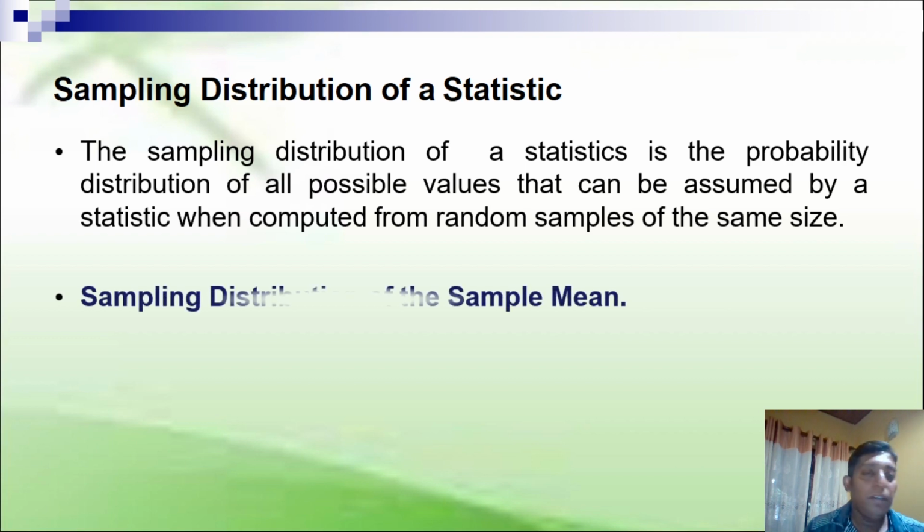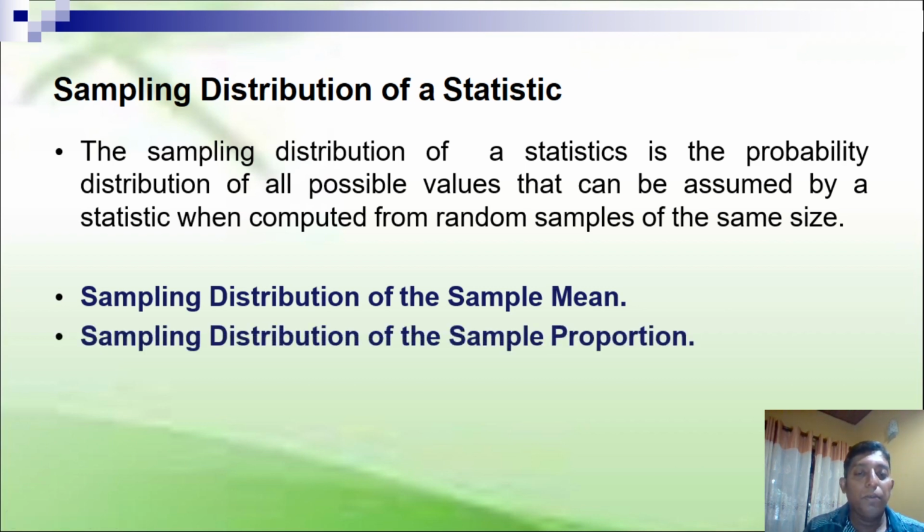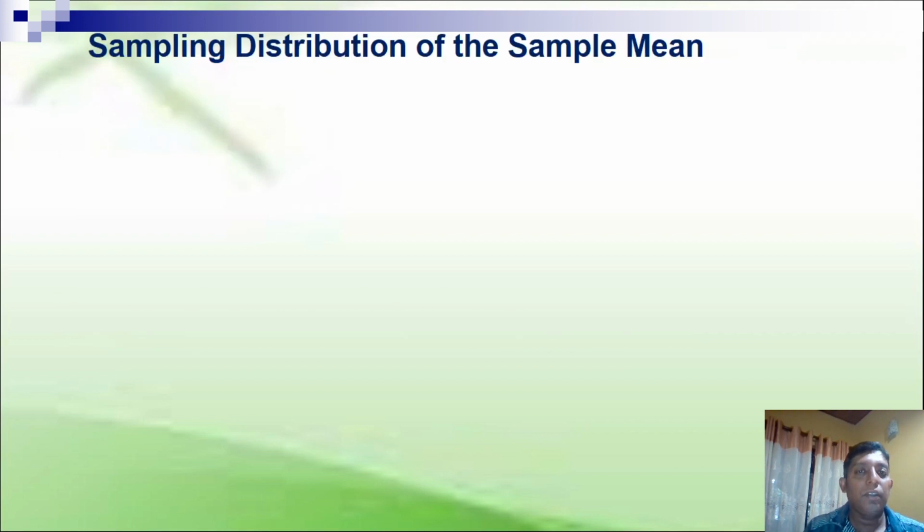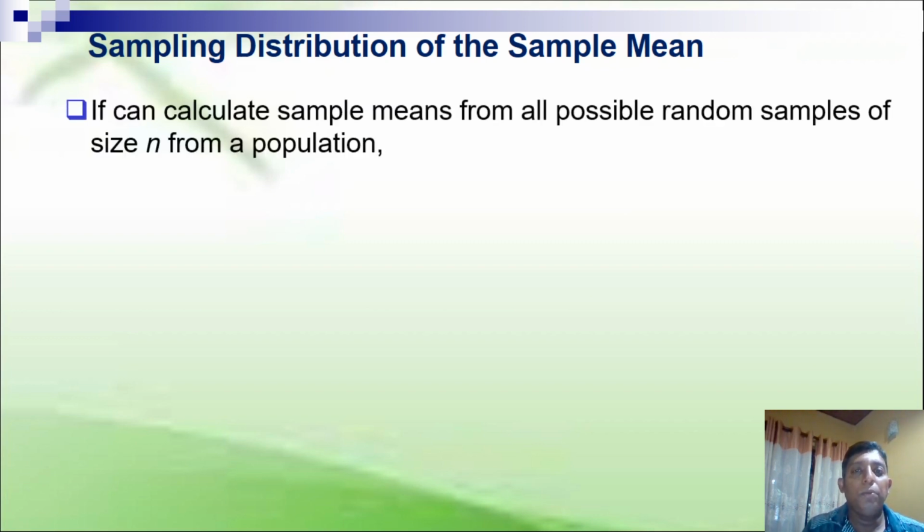Under this, we are going to discuss two things: the sampling distribution of the sample mean and the sampling distribution of the sample proportion. Now see the sampling distribution of the sample mean. How do we define the sampling distribution of the sample mean?